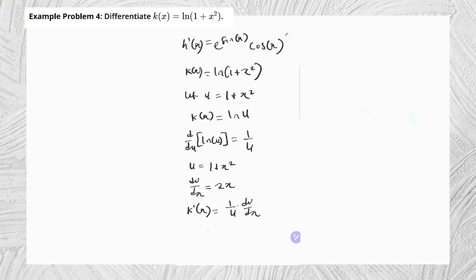All you have to do now is substitute u equals 1 plus x squared, and du/dx equals 2x, and you're going to arrive at 1 divided by 1 plus x squared times 2x. And once you simplify this, you're going to get 2x divided by 1 plus x squared as your final answer.